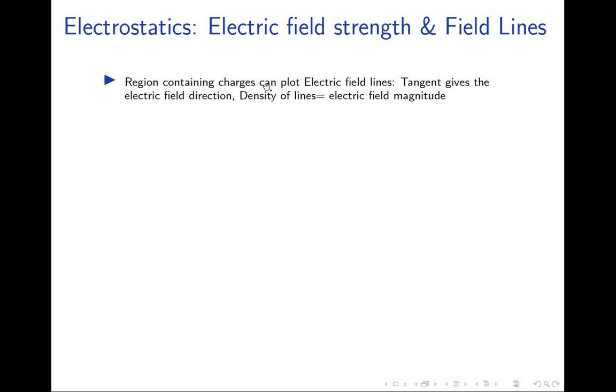Now, one way to depict this situation is through something which is known as electric field lines, which are actually one-dimensional curves, and the tangent to which gives the electric field direction. So given electric field vectors, we can join them in a way so that the tangent at a given location gives you the electric field. And then the density of field lines in a given region sort of measures how strong the electric field is at that point.